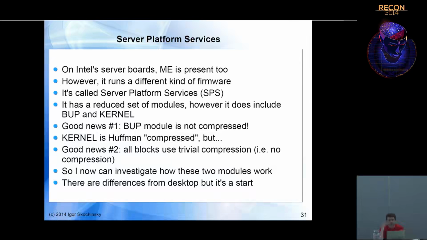If I look at the kernel module, it's also supposedly Huffman compressed. However, all blocks have zero compression set, so they're stored without compression in fact. I had to stitch the kernel module out of the blocks because they use weird addressing for this Huffman compression. But I figured it out, and I could reconstruct the kernel module and finally see what's inside. It's not completely the same as in desktop versions. However, it's still mostly the same, many routines are the same, so it's a big help.